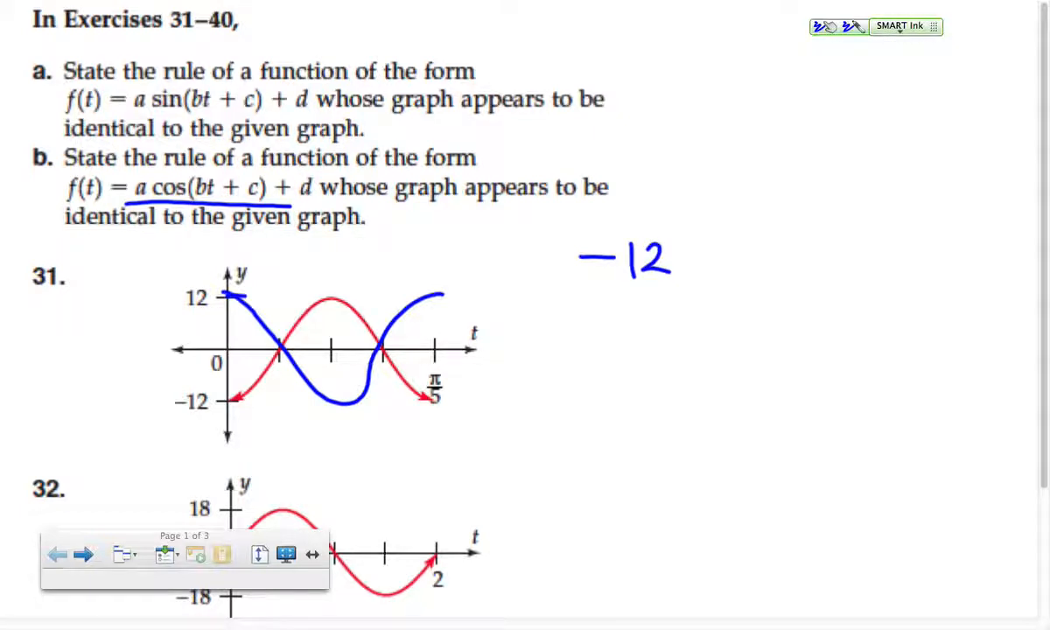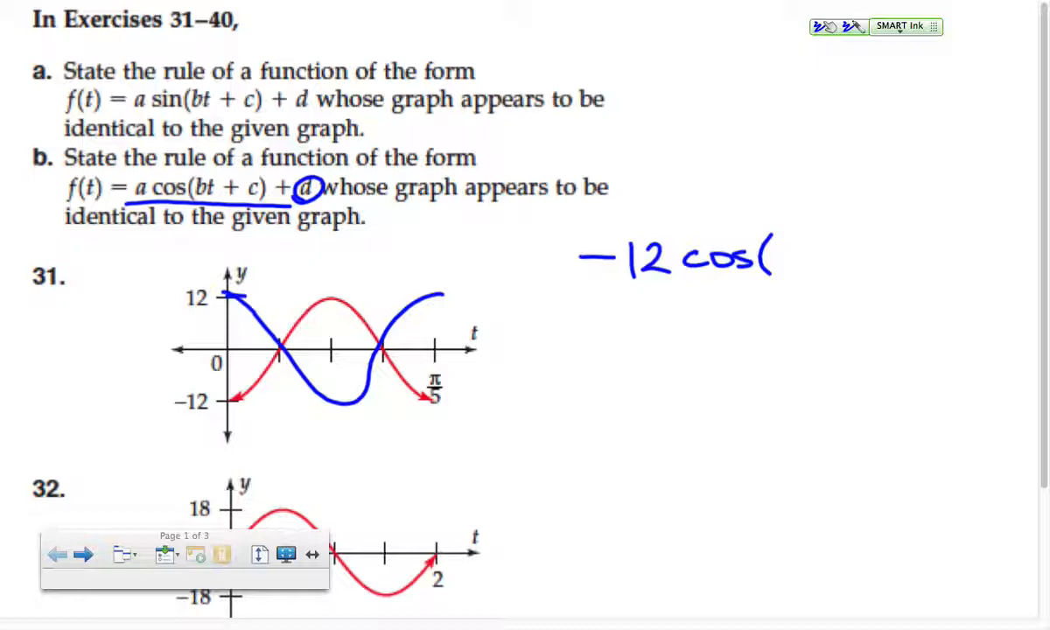Now I'm going to write the cosine. Now comes the tricky part, right? B plus C inside and then plus D on the other side. So let's talk really quickly about the D. If it's a D, it's a vertical shift up and down. This is not that. This is simply a stretch. There's no moving it up and down, so we don't need to worry about the D.